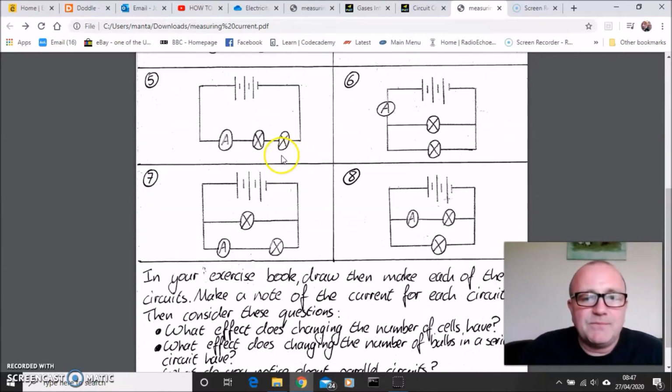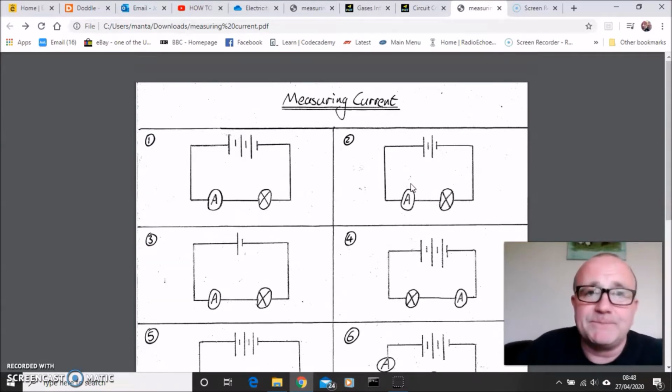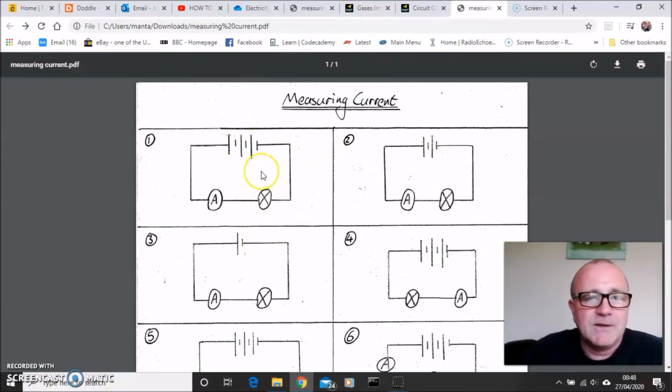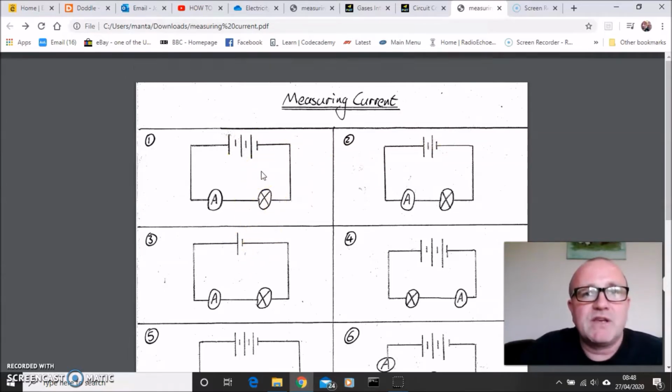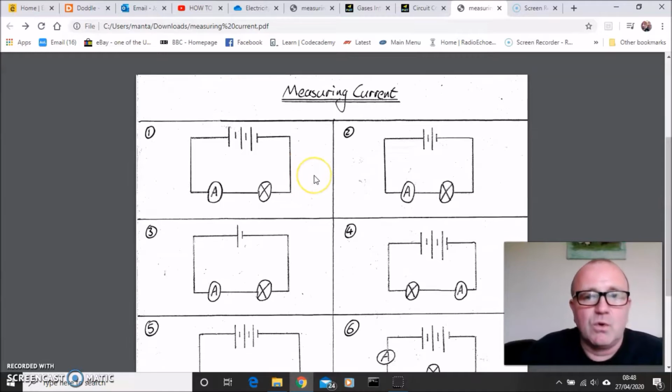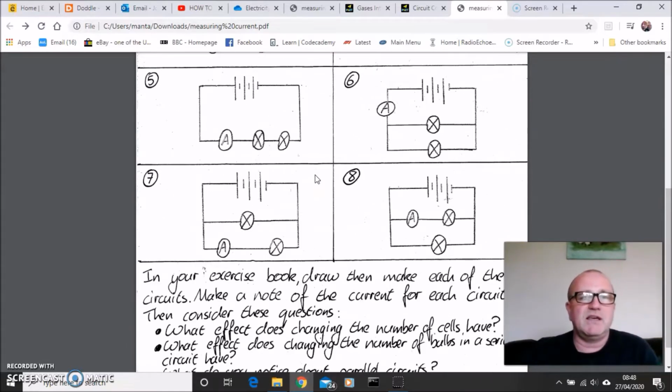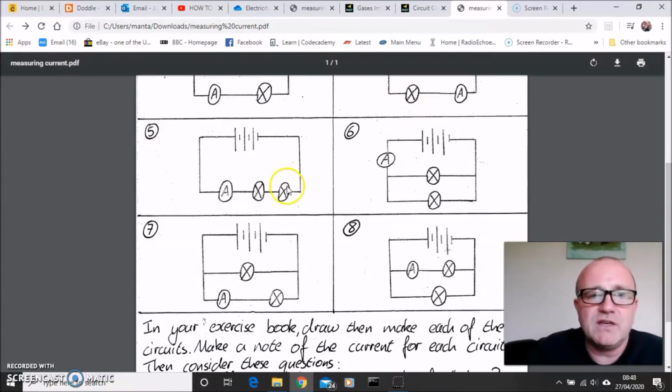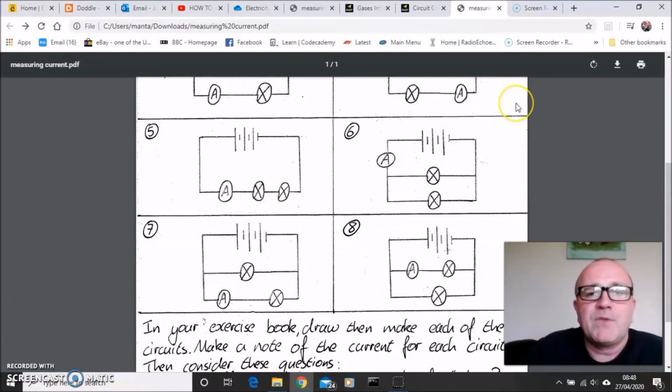You will have made these 8 circuits, and lots of you have posted me what you found out, which was absolutely fantastic. What you should have noticed was that as you changed the number of cells in your circuit, the greater the number of cells, the greater the current. What you should have noticed as well is that as you increase the number of bulbs in a series circuit, the current went down.